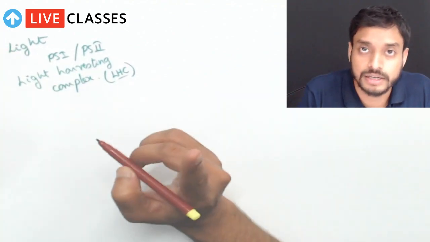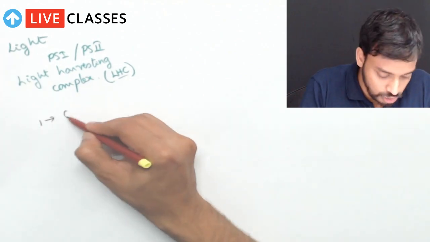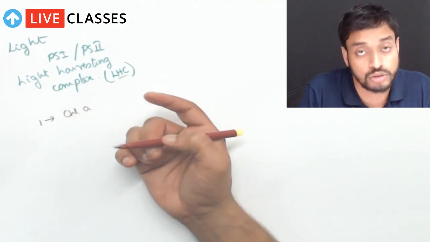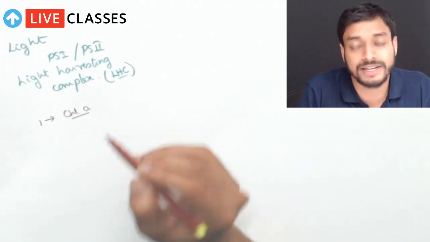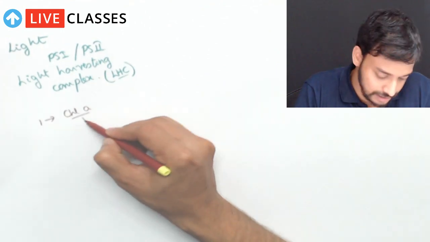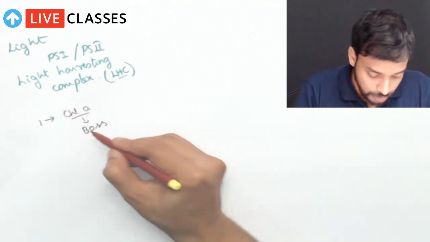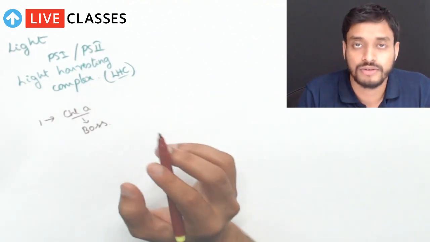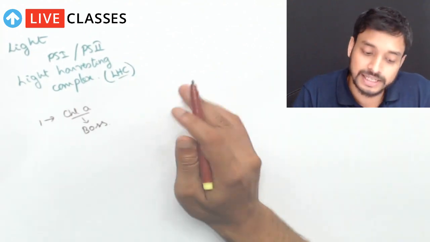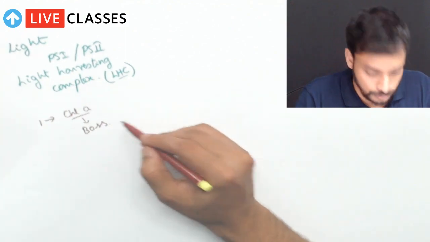Why? Let's try to understand. In one reaction center there is chlorophyll A. I'm abbreviating as CHL. You can also use this abbreviation, but it's better to write the full form. Chlorophyll A, we are saying, is the boss. Why? Because this is the main component of each and every reaction center. Correct? This is basically the antenna molecule.